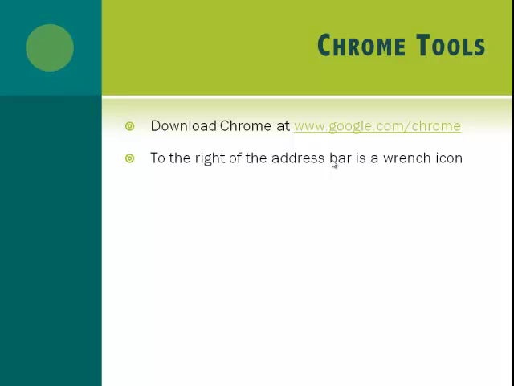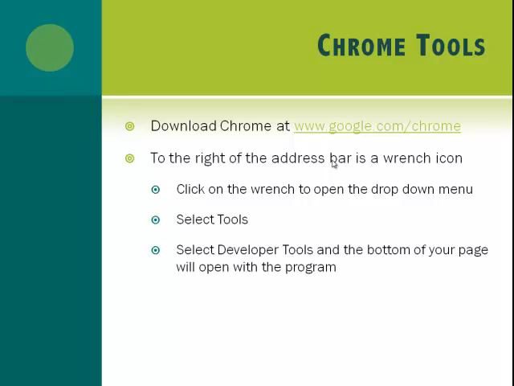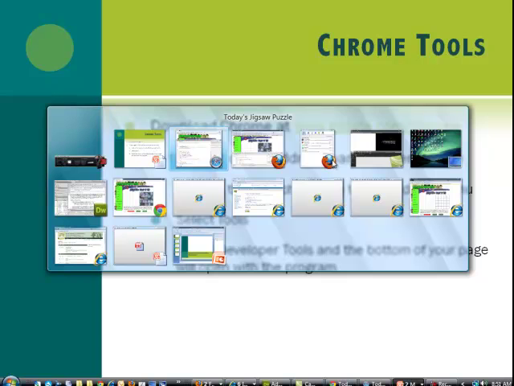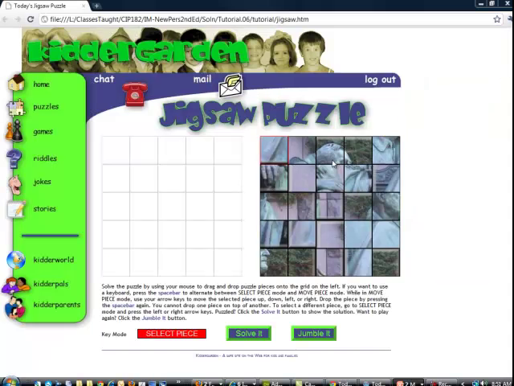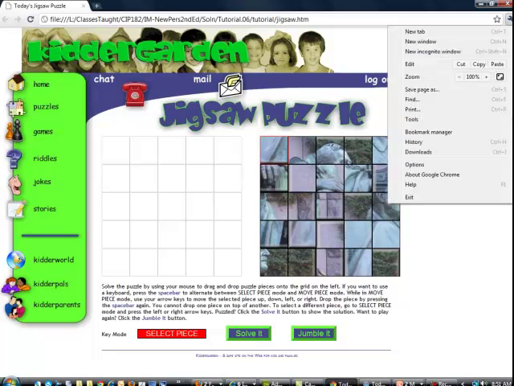Well, click on the wrench and you're going to open the drop-down menu and you're going to select Tools, and there will be Developer Tools at the very bottom of the page. So let's take a look at Chrome. Okay, so here is the same page in Chrome, and here's that wrench. Tools right here, and then choose Developer Tools.